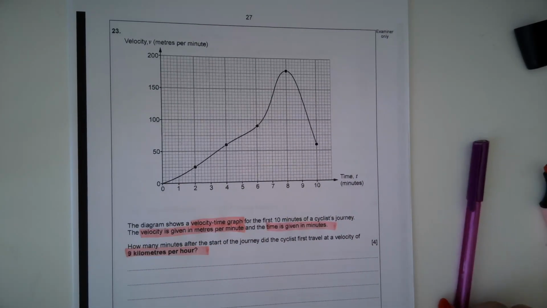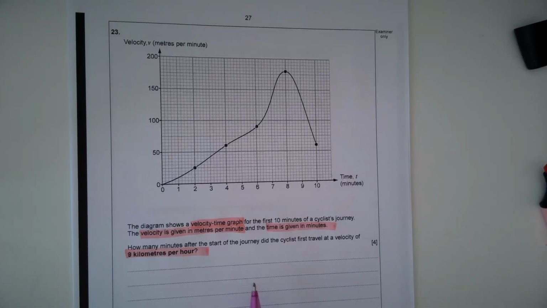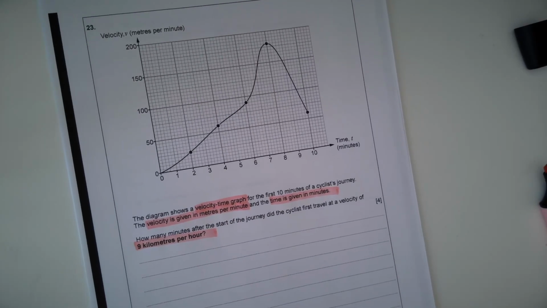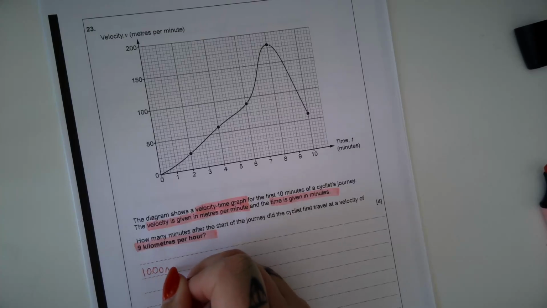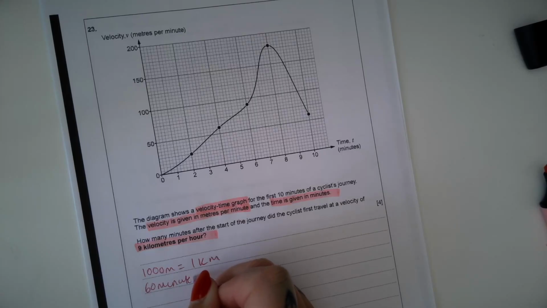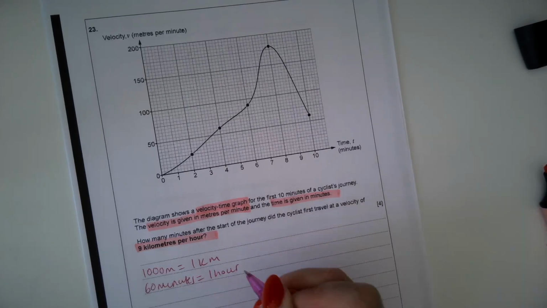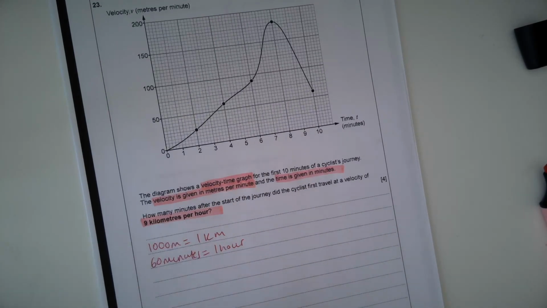per hour? Now, what I would do is read that information from the graph, but unfortunately, our graph is in meters per minute and they're asking us for kilometers per hour. So I'm going to have to convert that 9 kilometers per hour into meters per minute. There are 1,000 meters in 1 kilometer and there are 60 minutes in 1 hour. So I've just popped my conversion comparison there to remind myself.